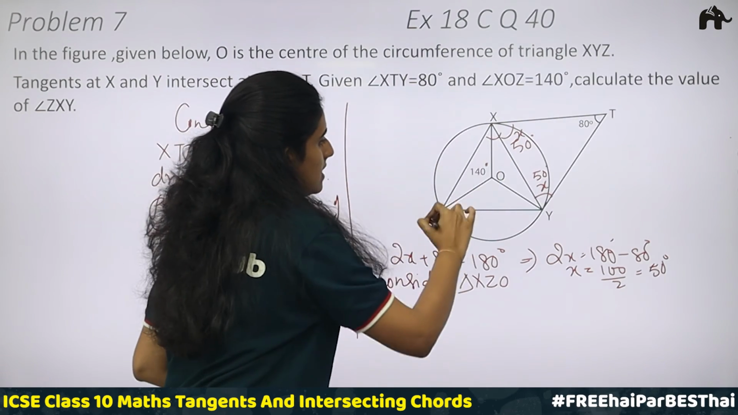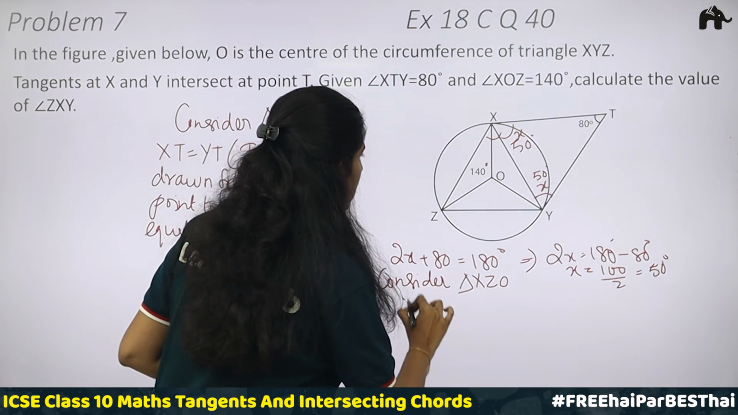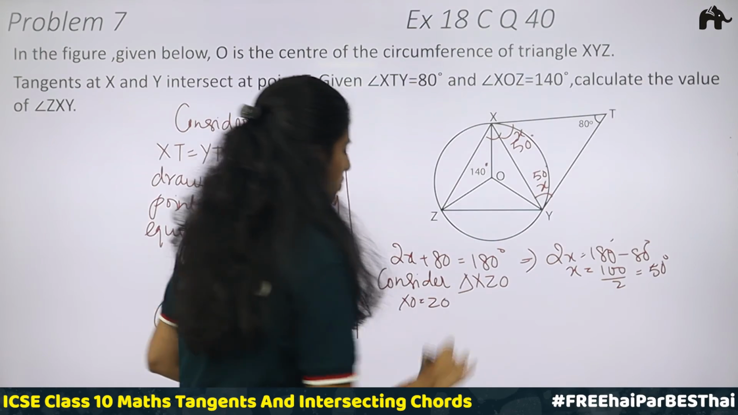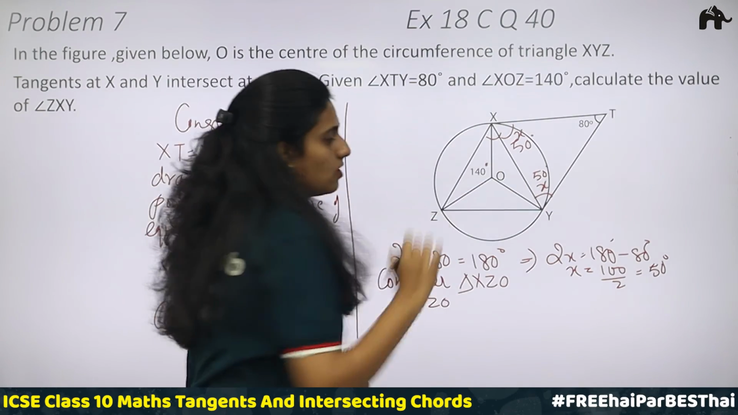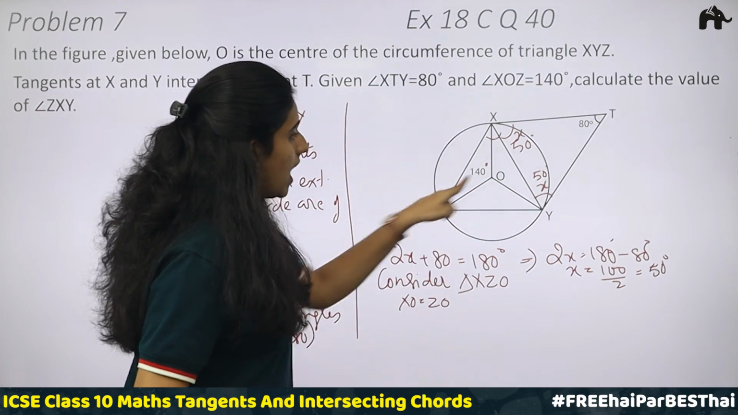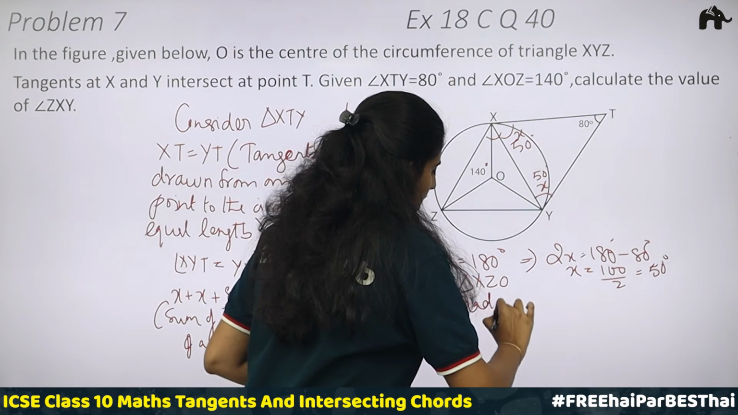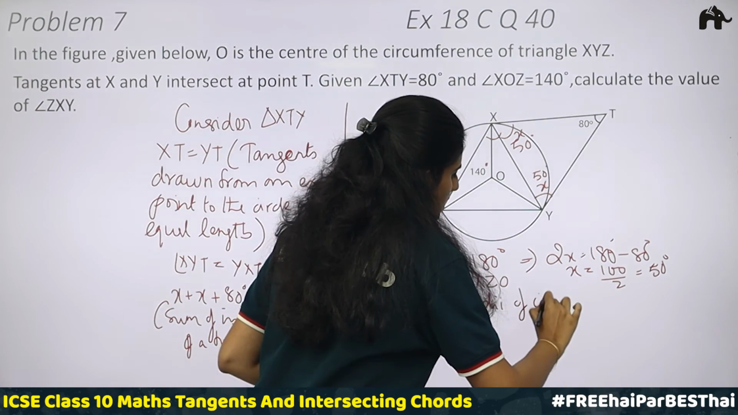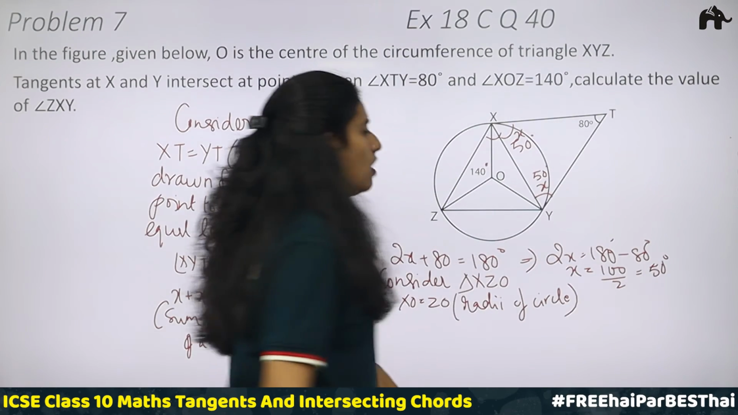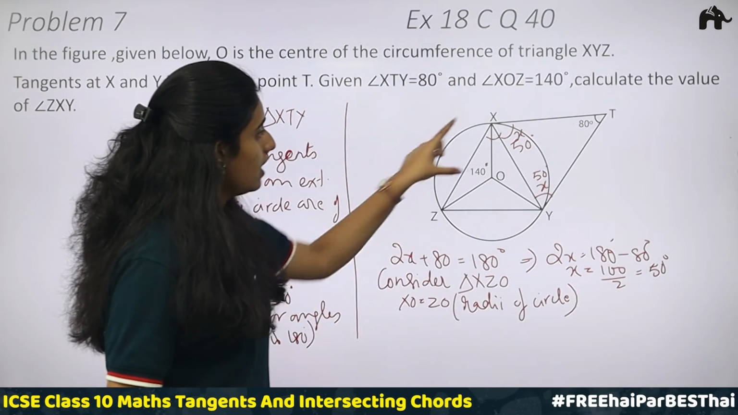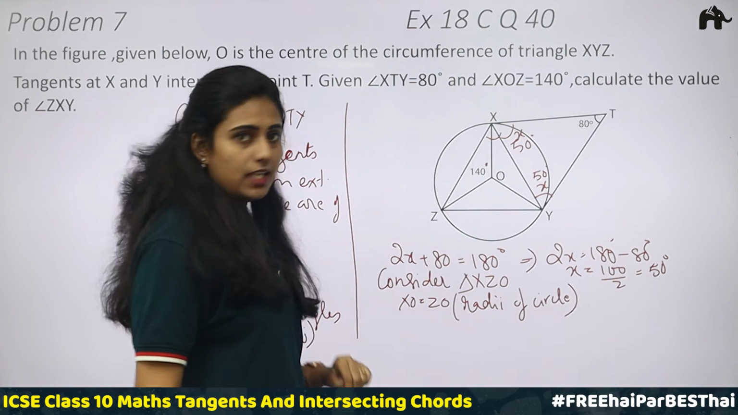Okay, XZO. Here I have XO equal to ZO. What is the reason? O is the center of the circle, then XO and ZO are the radii of the circle. Radii of a circle will be of equal length. Then angles opposite to them should also be equal.